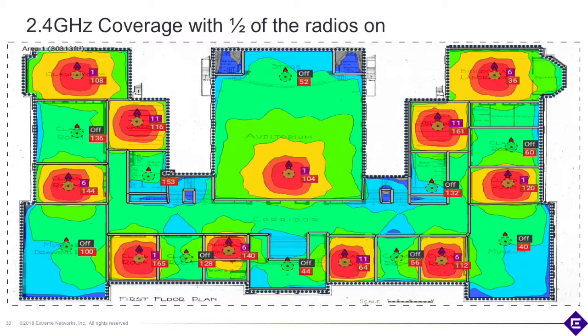You can see that everywhere we need coverage, we have usable coverage. The only grayed out areas would be the top center of the map. But you see overall we have good coverage in our 2.4 environment.